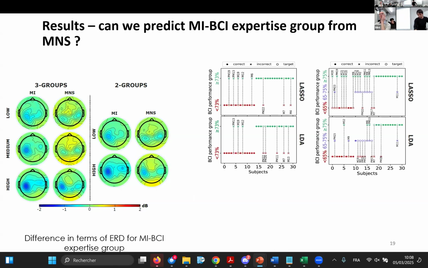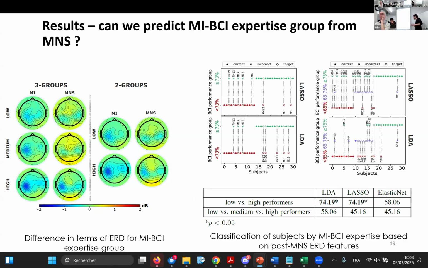And when we tried to train different algorithms to detect if a subject is a low performer, medium performer, or high performer, we can see that we can detect with pretty good accuracy, 74%, if you are a low or high performer. But when we conduct the analysis with the 3 groups, it's not significant. So the result seems to be bad. I think it's mainly due to the low number of subjects in this database. We have only 31 subjects.